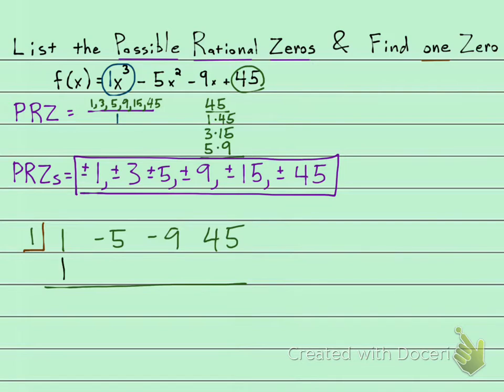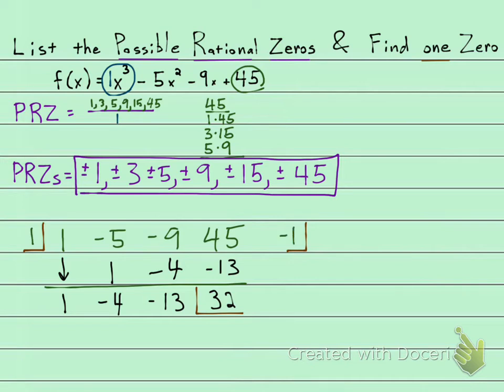All right, first number comes down, 1. 1 times 1 is 1. Negative 5 plus 1 is negative 4. 1 times negative 4 is negative 4. Negative 9 plus negative 4 is negative 13. Negative 13 times 1 is negative 13. And 45 minus 13 is not 0. So that's not going to work. Okay, so 1 didn't work. Let's try negative 1.